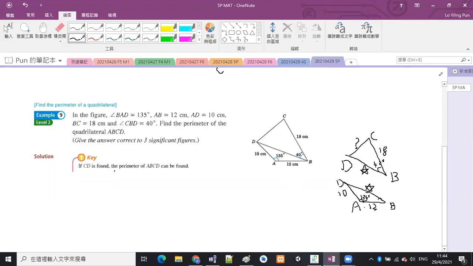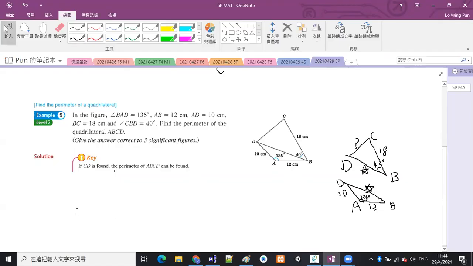We have in triangle ABD 3 pieces of information: two lengths and an angle. But they cannot form a pair of corresponding length and angle. So we cannot use the sine formula. Okay? So what we need to use is the cosine formula, to find length DB. When we can find the length of DB, we can put it back to this triangle to calculate CD.